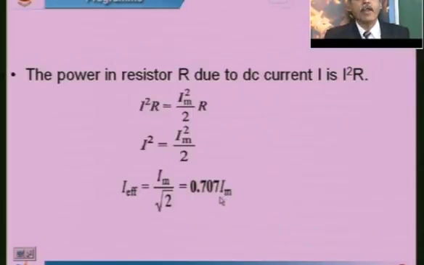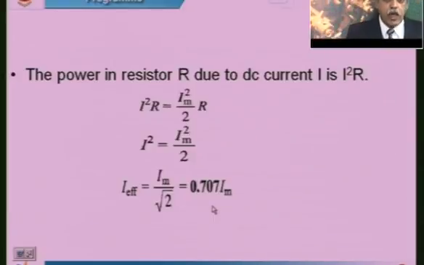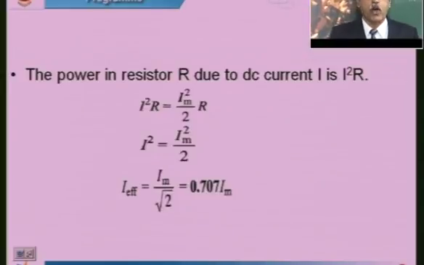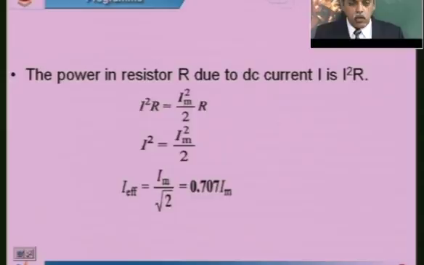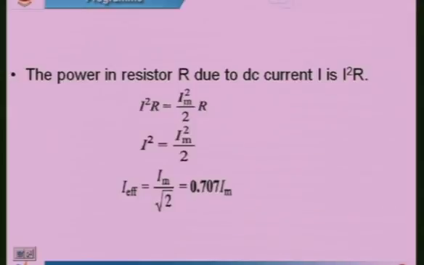If you just compare the average value, it is 63.7%, whereas the RMS value, or the effective value what we call, it is 70.7% of the maximum value. So always the RMS value will be more compared to the average value for a sinusoidal alternating quantity. That you have to keep in mind, because the other waveforms will have a different expression for the average value, and will have a different expression for the RMS values also.